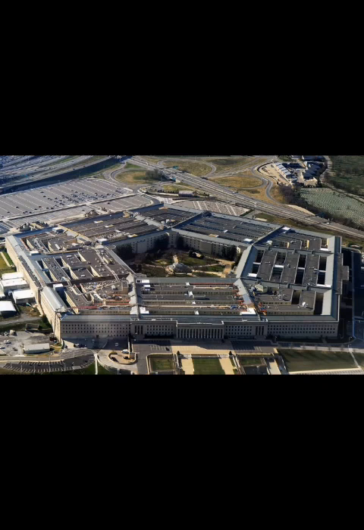The Pentagon. The Pentagon is the headquarters building of the United States Department of Defense. It was constructed on an accelerated schedule during World War II. As a symbol of the U.S. military, the phrase the Pentagon is often used as a metonym for the Department of Defense and its leadership.